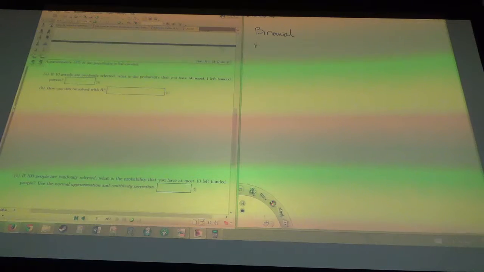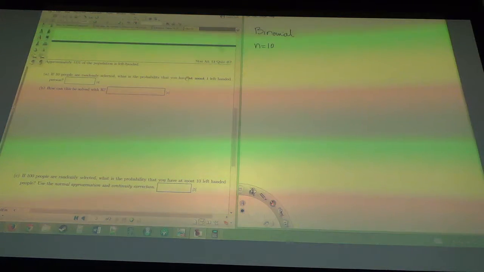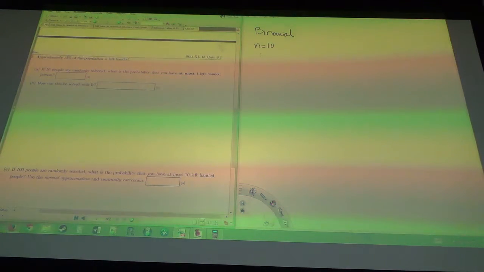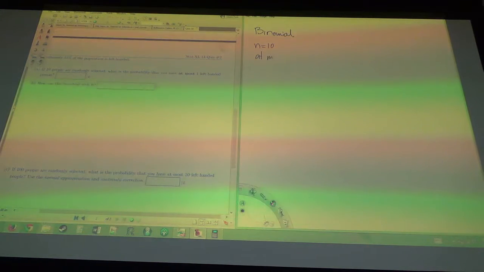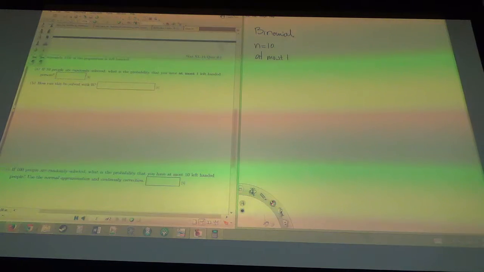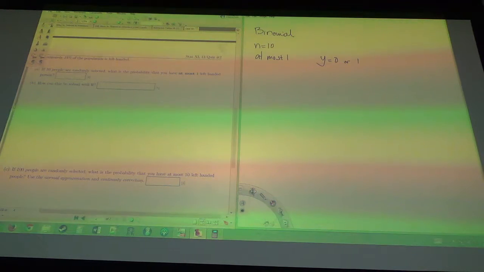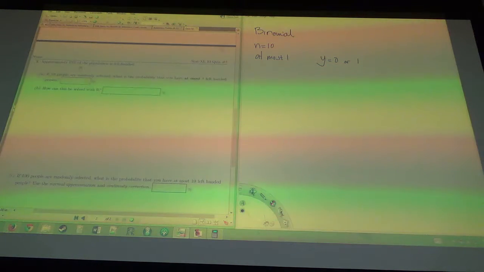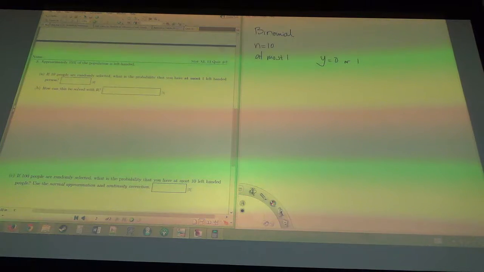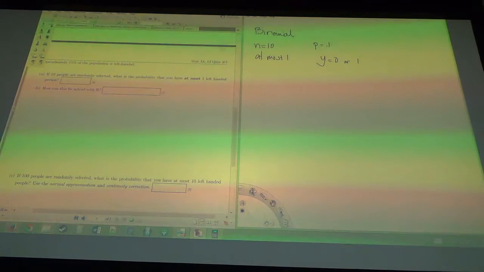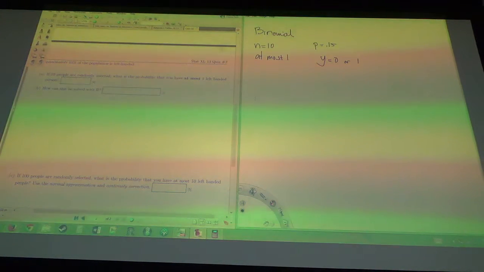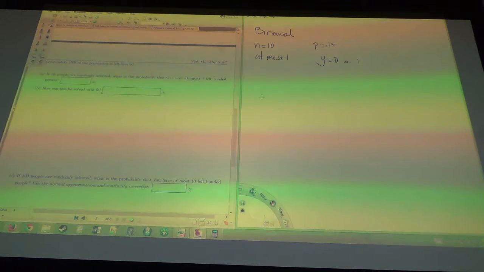Okay, and so in this case, we have n equal to 10, and we're looking at most one. So in that case, we have y equal to 0 or 1, okay? And it says approximately 15% of the population is left-handed, so we have p equal to 0.15. Is this legible and is this working out?